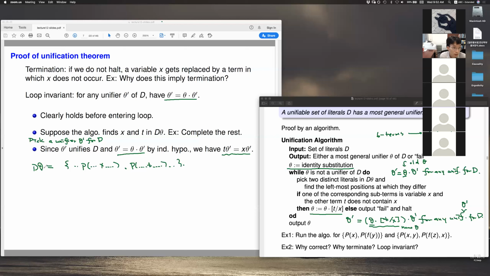But because of this relationship between theta and theta prime, if you apply theta prime here, that's going to be the same as D theta prime. As I said before, for literals, applying substitutions one after the other is the same as first composing the two substitutions and applying them in one go. So these two things are the same, but theta prime is a unifier, so it should be a singleton set, which means that this one and this one should become the same.